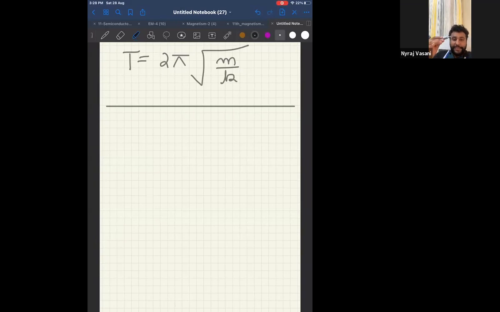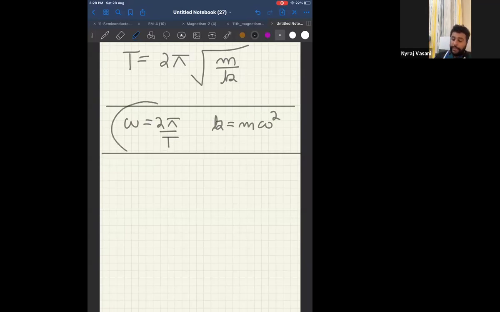I will make the challenge a little less tough. I know the formula omega is equal to 2 pi by T, and I also know the formula k is equal to m omega square. I'm giving you, look at the screen, a golden clue. Using this formula and this formula, I can get this formula. Think about it and start.